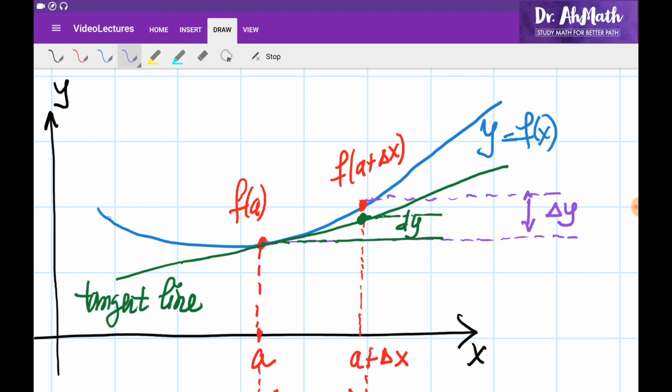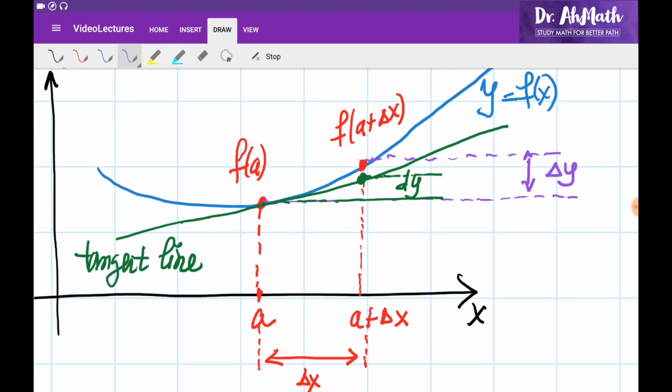So let's say we're given a function with the equation y is equal to f of x. It's going to be the blue curve, and I will choose some point a and a slightly different point, a plus delta x. If I find the values of the function, they are going to be these two red points. The difference between the points in the x direction is denoted as delta x. It is how the points are changing in the x direction.